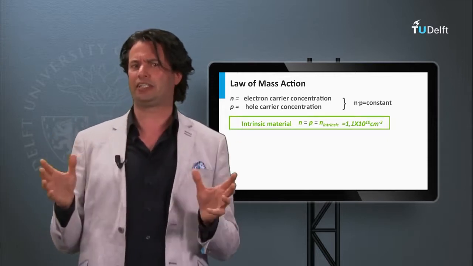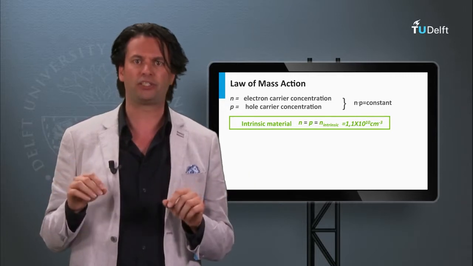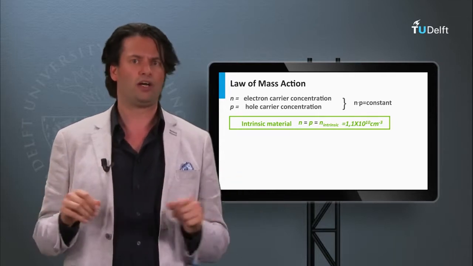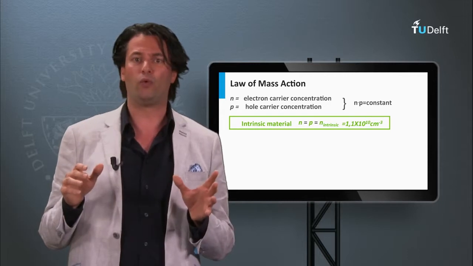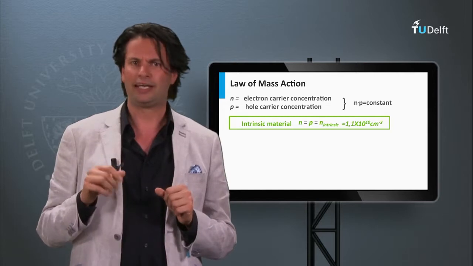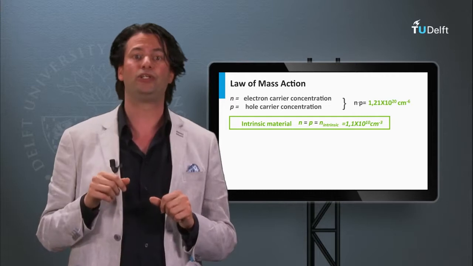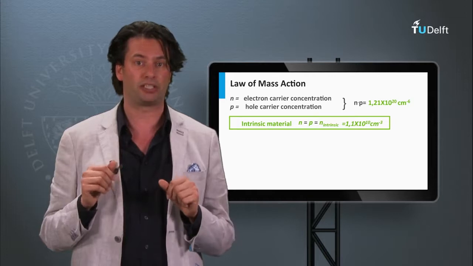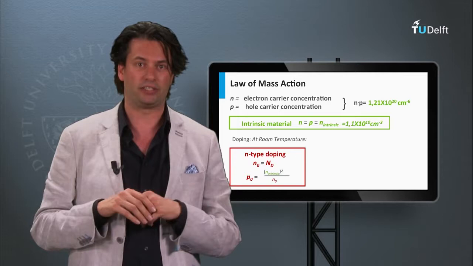So let's consider intrinsic silicon. This is silicon without any impurities. At room temperature, the electron density N and the hole density P are equal. For silicon, the electron and hole density is in the order of 1.1 times 10 to the 10th per cubic centimeters. This means the product N times P is equal to 1.21 times 10 to the power 20th per square cubic centimeters. Now we consider an N-doped silicon material.